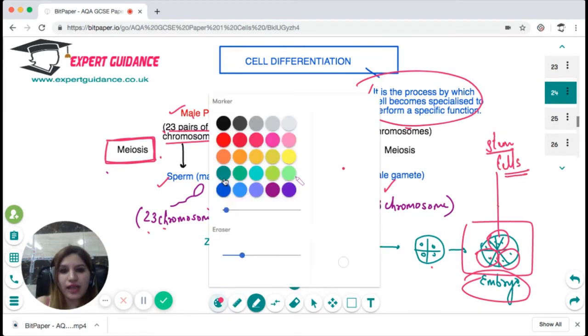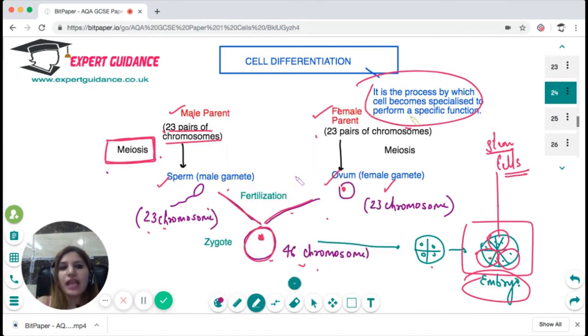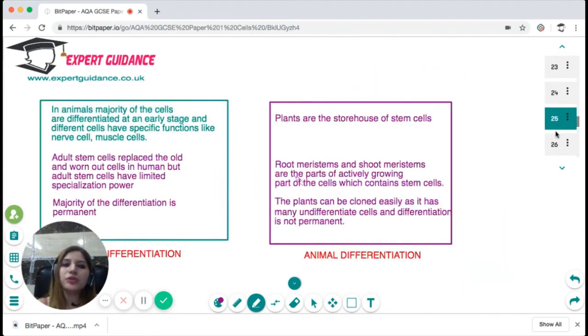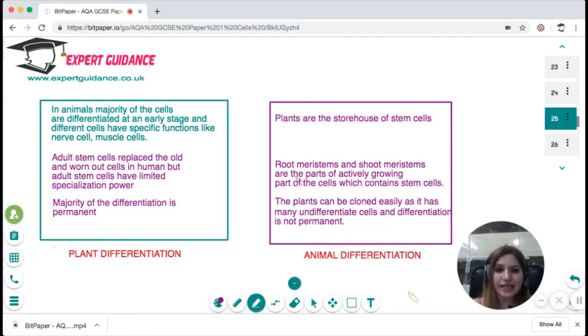Now after this, the process of cell specialization happens, where the cell becomes specialized to perform a specific function. So some part of the cells will specialize to form the circulatory system, some will specialize to form the digestive system, and will give rise to a whole new organism. In plants, the majority of the plant cells are stores of stem cells. The root meristem and shoot meristem are the actively growing parts which contain the stem cells. We can take that and make a new plant. The plant can be grown easily because the majority of the parts are not differentiated, and for the ones which are differentiated, their differentiation is not permanent. So it can be reversed.